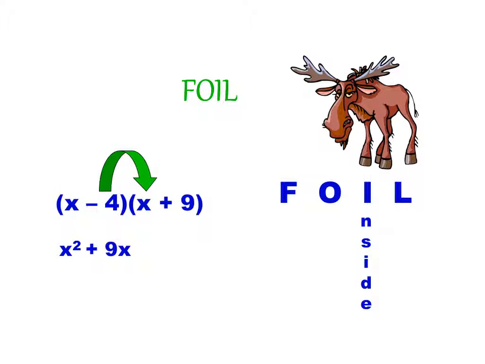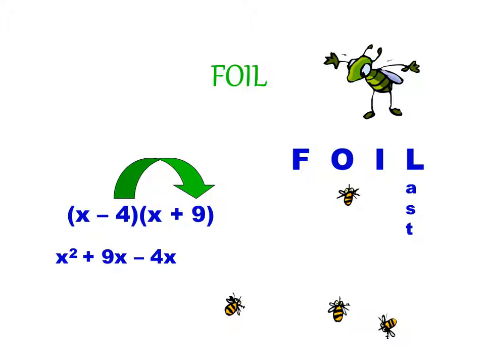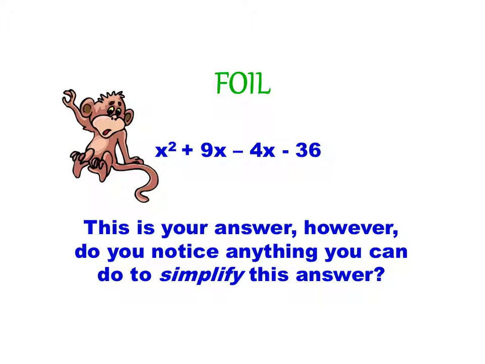Then we're going to do the I in FOIL, which is the inside. So all we're doing is distributing the 4 to the second parentheses. It's negative 4 times x is negative 4x. And then finally, L stands for last. Last in first parentheses times last in second parentheses. We're just distributing that negative 4 to the second term in the second parentheses.